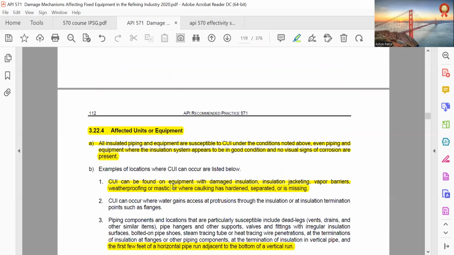Affected units or equipment: all insulated piping and equipment are susceptible to CUI under the conditions noted above. Even piping and equipment where the insulation system appears to be in good condition and there are no visual signs of corrosion present, CUI can be found. Equipment with damaged insulation, insulation jacketing, vapor barriers, weatherproofing, mastic, or where caulking has hardened, separated, or is missing is susceptible.